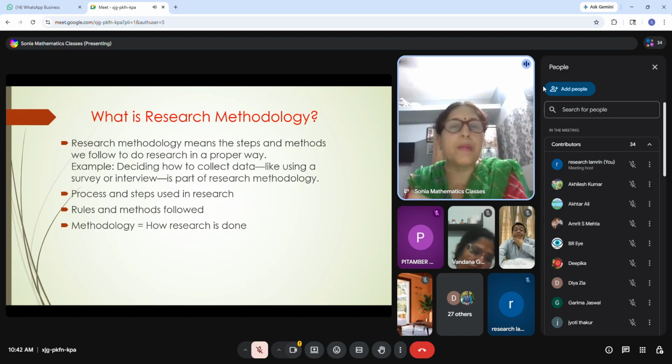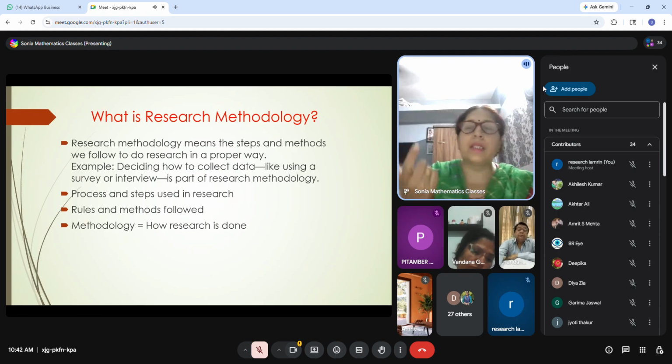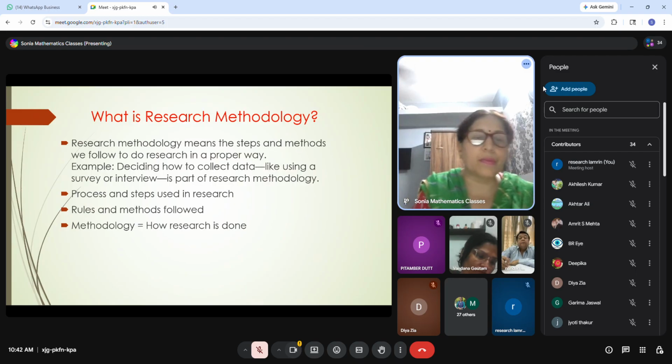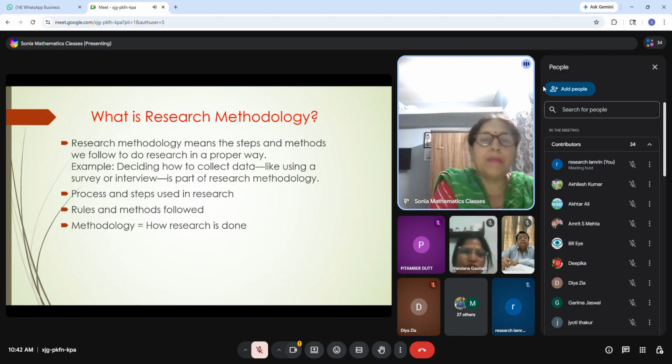So जो subject हमने पढ़ना है, तो what is research methodology? तो research methodology क्या है? It means the steps and methods we follow to do research in a proper way. For example, deciding how to collect data, like using a survey or interview method, is a part of research methodology. Or the process and steps used in research, rules and methods followed, how research is done.